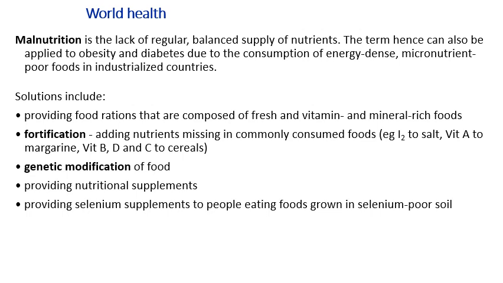So ways to improve world health could be providing food rations which are composed of fresh and vitamin and mineral-rich foods, and fortification, including adding nutrients missing in commonly consumed foods. So that was the iodine to salt example, adding vitamins A, B, D to rice, for example, which they're doing in India through GMOs, genomic modification of food. Also providing nutritional supplements, say selenium supplements for people eating foods grown in selenium-poor soil, which is quite common actually in New Zealand. So that's pretty much all you need to know about deficiency diseases.